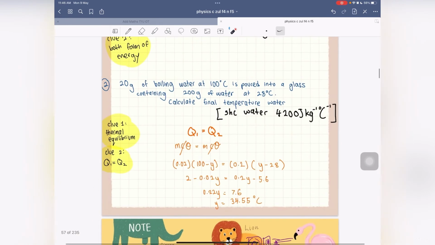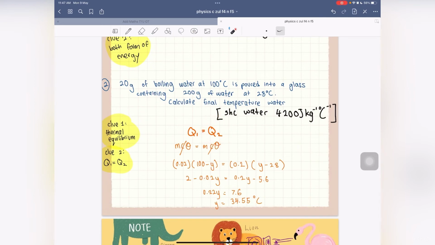20 grams of boiling water at 100 degrees Celsius is poured into a glass containing 200 grams of water at 28 degrees Celsius. Calculate the final temperature of the water. Now, something you guys need to take note of is heat energy that is lost. Total energy that is lost equals total energy that is absorbed. Or you can also say quantity of energy before equals quantity of energy after, because it has reached thermal equilibrium.